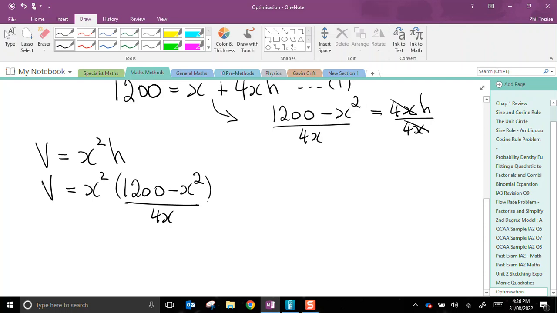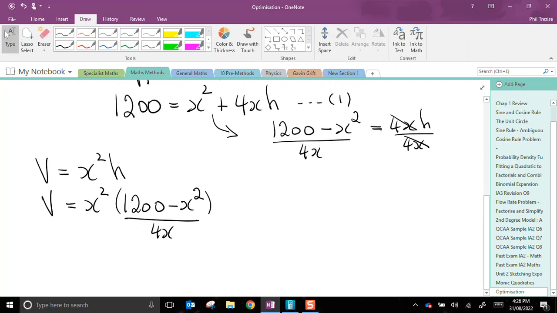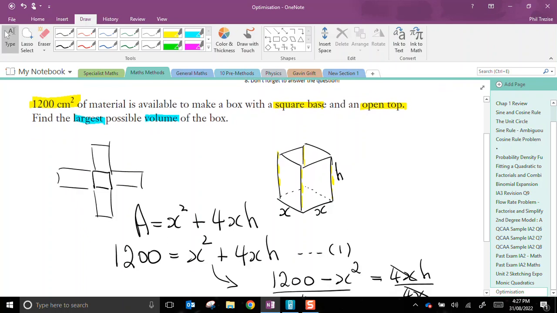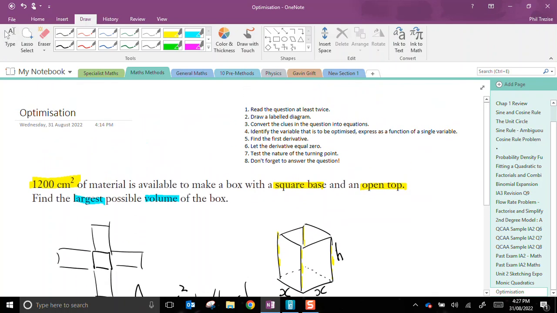Wow. I've got my volume as a function of a single variable. So volume is a function of x. I'll just write there, that's a function of x. That's good, that's what I needed. That was step 4. Identify the variable to be optimized, volume, and express as a function of a single variable. In my case, I'm using x as my width of my base. What do we do next?